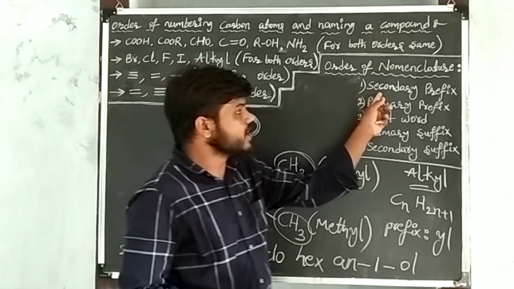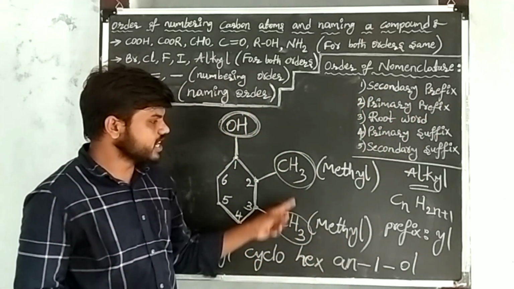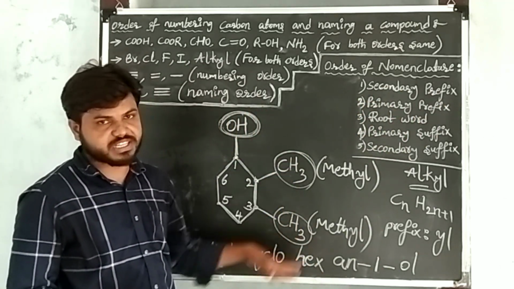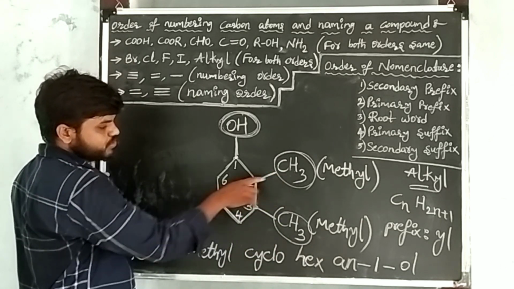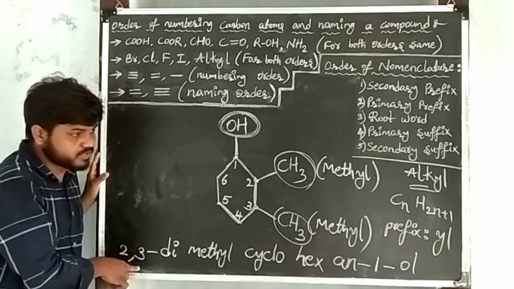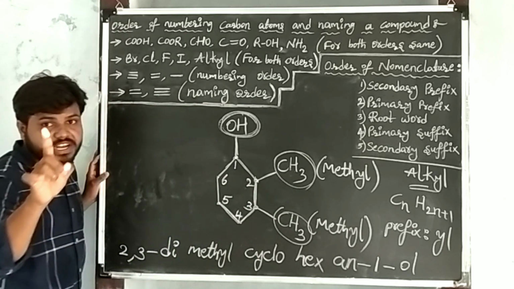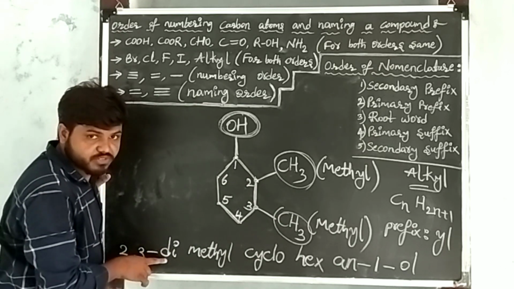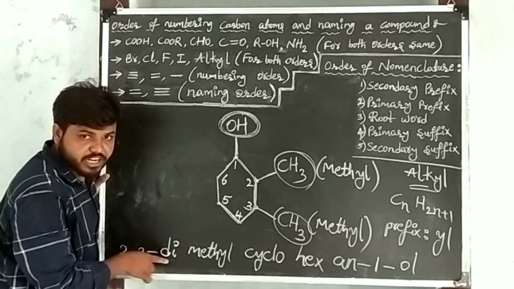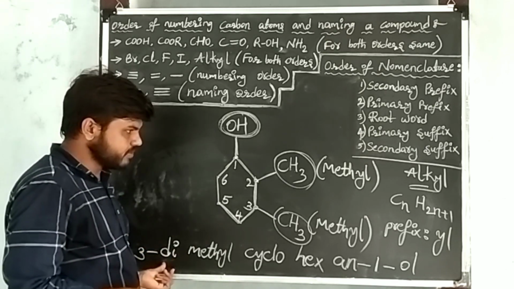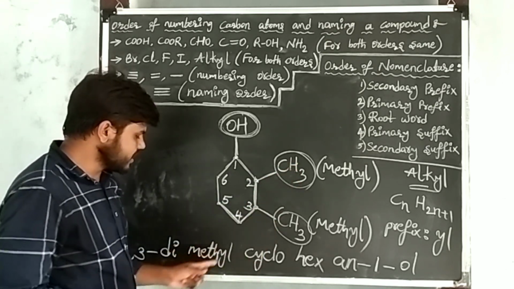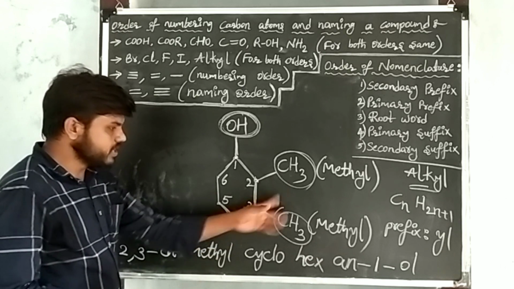After giving numbers, write the secondary prefix. Here two secondary prefixes are there: methyls. First write the positions of each methyl, 2, 3. Two times methyl is repeating. The numerical prefix of 2 times is di. Positions and numerical prefix are done. After writing the numerical prefix, write the prefix of methyl, that is methyl. So methyl is completed.